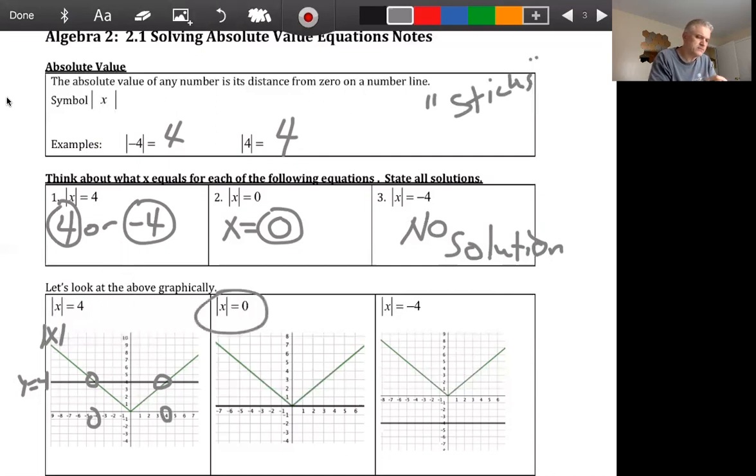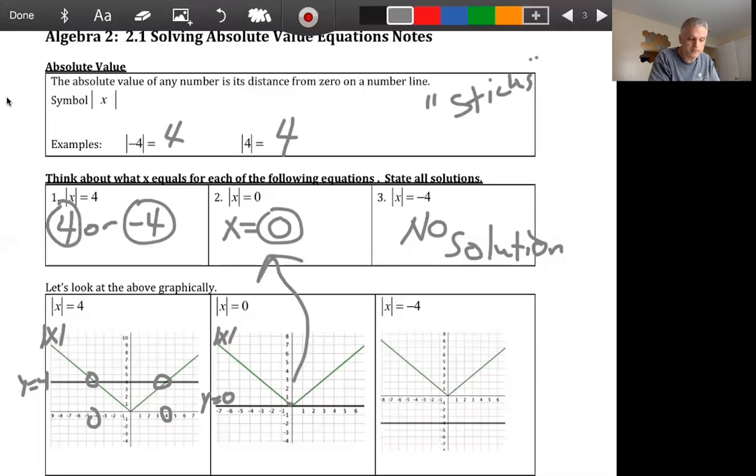When we look at absolute value of x equals 0, we have the line y equals 0, which is actually the x-axis, this guy right here. And we have the parent function y equals absolute value of x going right here. And where do they intersect? They don't intersect at 2 points like this graph did. They only intersect right here at the origin, which again is reinforcing what we just had there at 0.